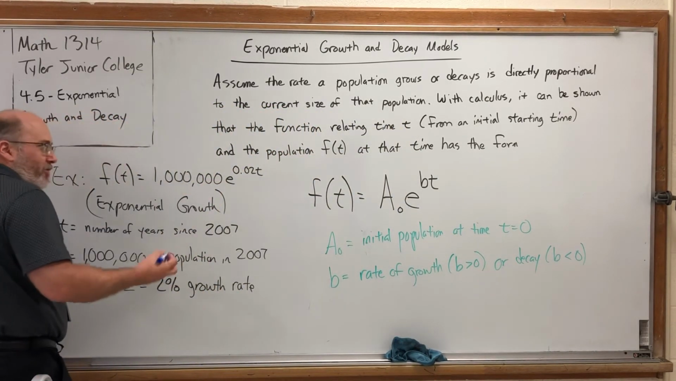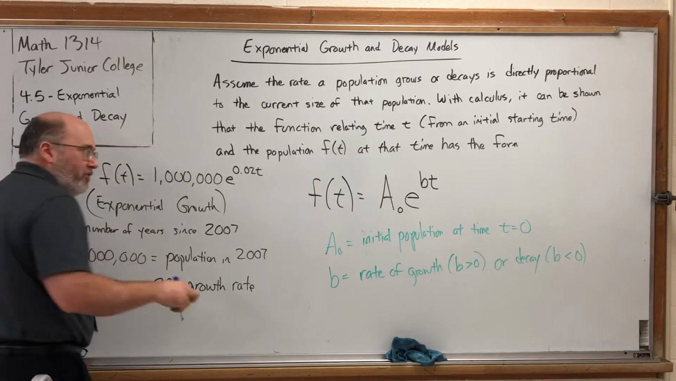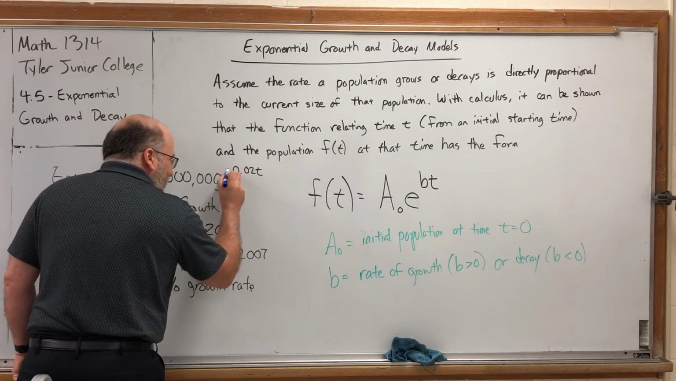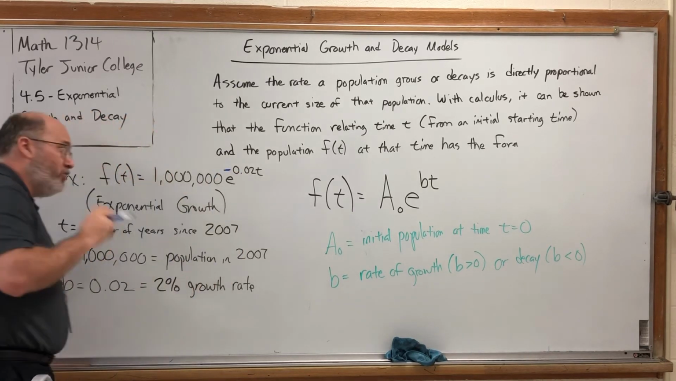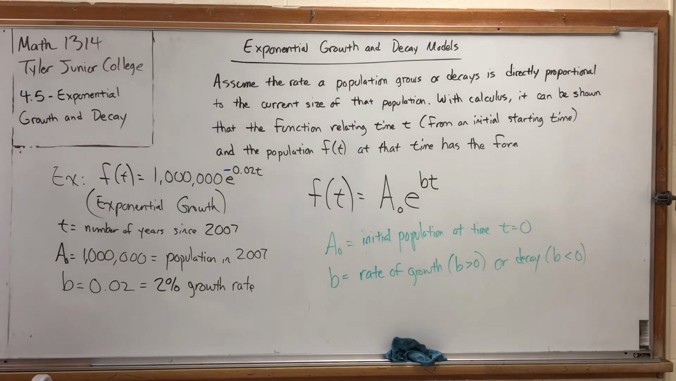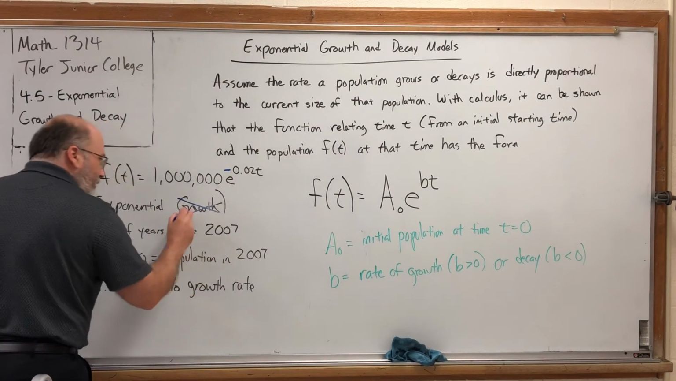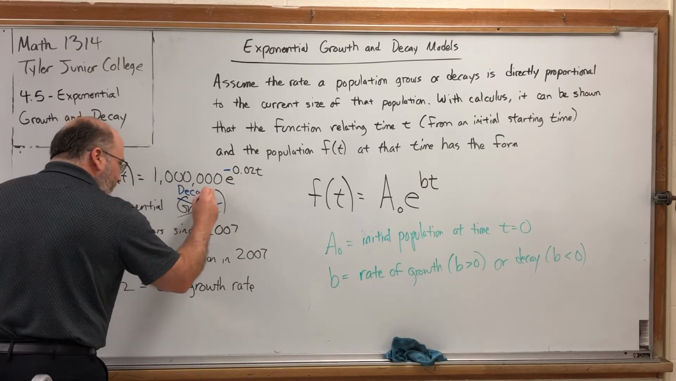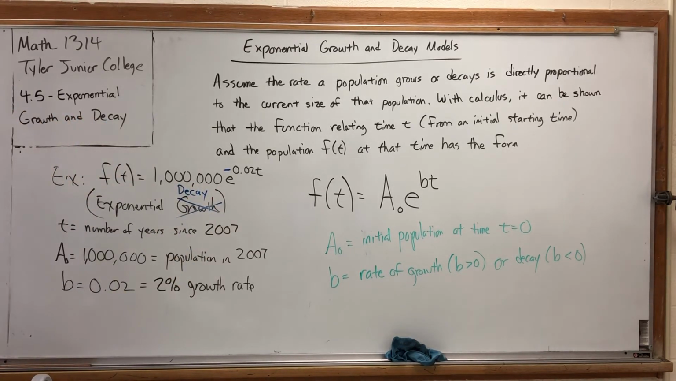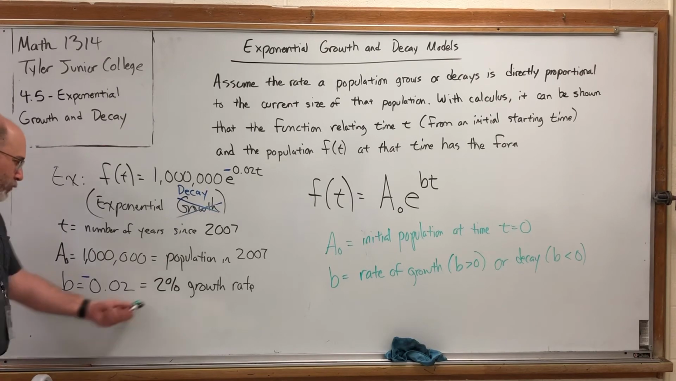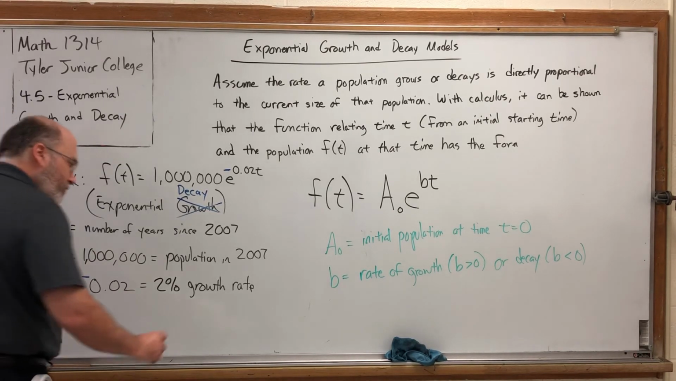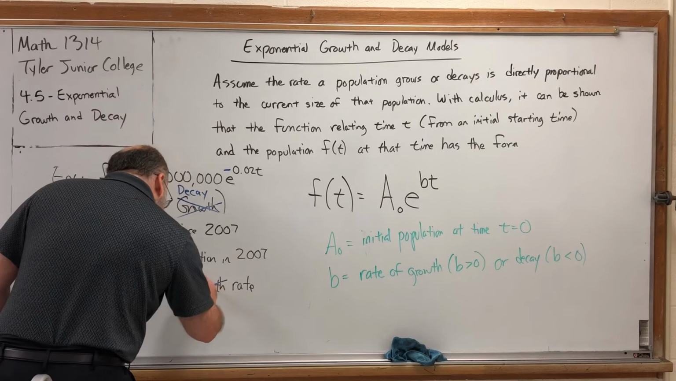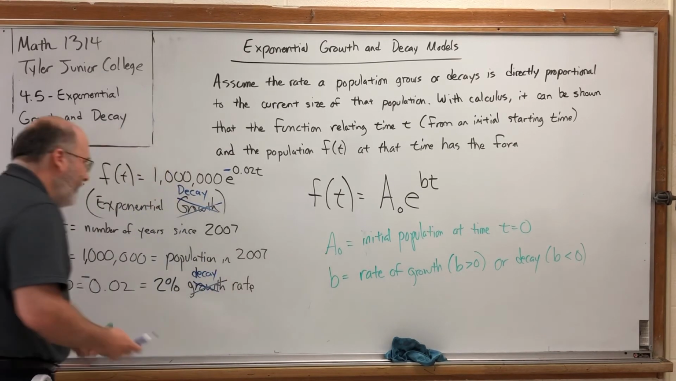So just for kicks and giggles, let's say that that negative 0.02 was negative. What would change here? First off, it wouldn't be called exponential growth, it would be called exponential decay. Secondly, the b would be negative, but how would that be translated? It would still represent 2%, but it wouldn't represent a 2% growth rate. It would represent a 2% decay rate.